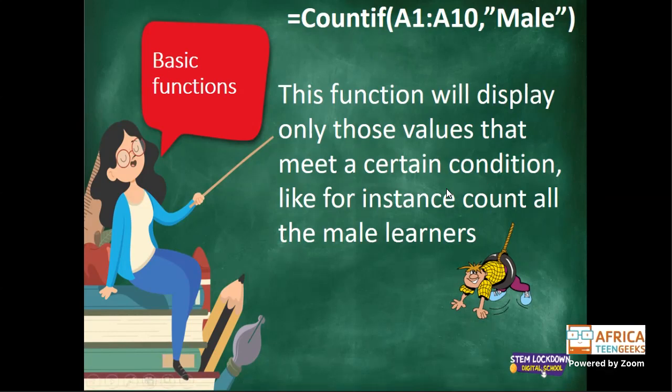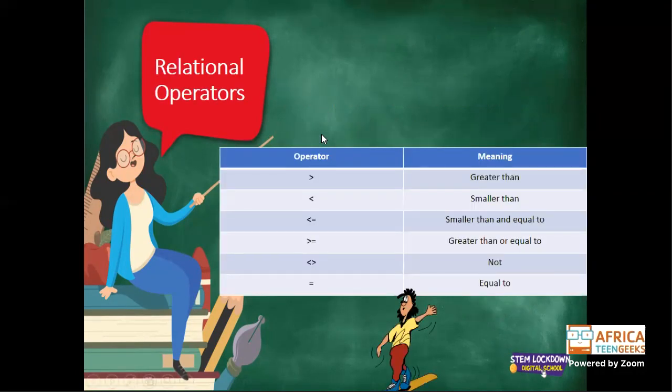Okay, the function will display only those values that meet a certain condition. For example, you have seen we are testing for the males, then it counted how many males are in that range. For instance, count all the male learners. We have seen that already. We did this. Okay, relational operators, guys.